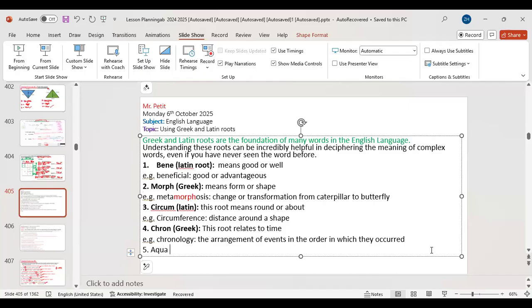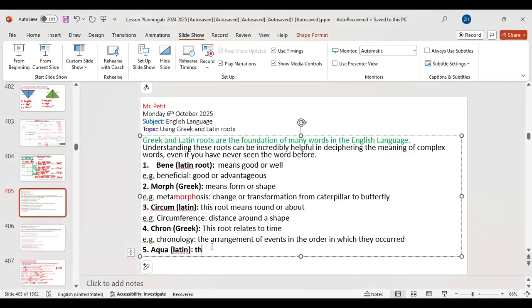Aqua. That's easy. Water. Everyone in the chat, give me a word that begins with aqua. Aquaman. Y'all watch Aquaman? Ever got a chance to watch it? Yes, sir. Aquamarine, aquarium, aquatic, Aquafresh. Very good. Aquapure. Yeah, Aquapure.